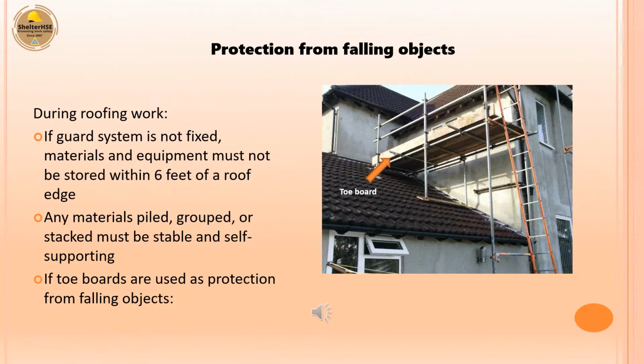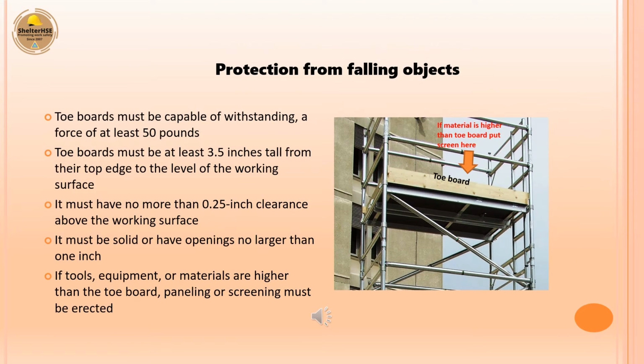During roofing work, if the guard system is not fixed, materials and equipment must not be stored within 6 feet of a roof edge. Any materials piled, grouped, or stacked must be stable and self-supporting. If toe boards are used as protection from falling objects, toe boards must be capable of withstanding a force of at least 50 pounds.